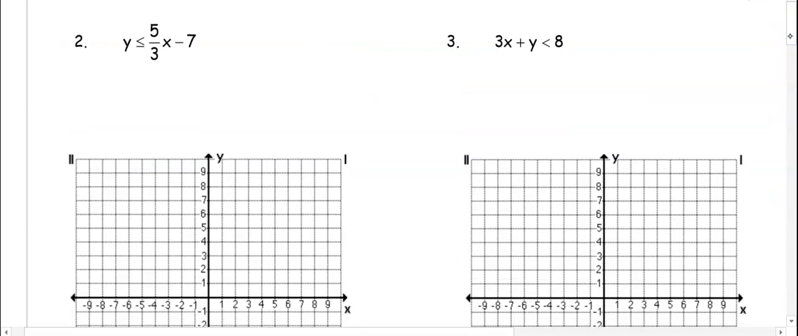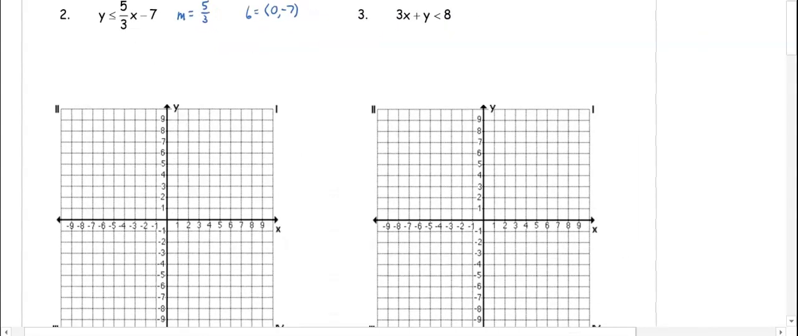So number 2, we have y is less than or equal to 5/3 x minus 7. So if we look at the equation, the first thing we want to do is identify our slope and our y-intercept. So remember, the slope is always in front of the x, so our slope is 5/3. The number by itself is the y-intercept, which we're going to write as a coordinate (0, negative 7).